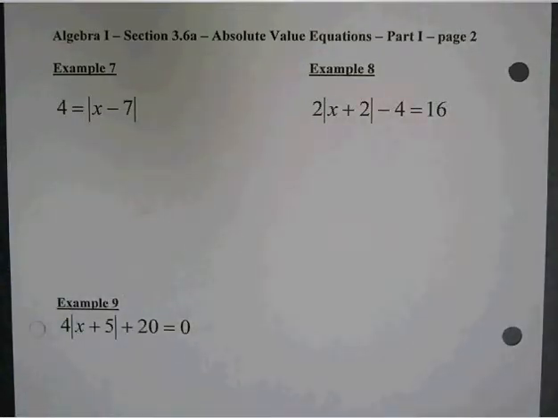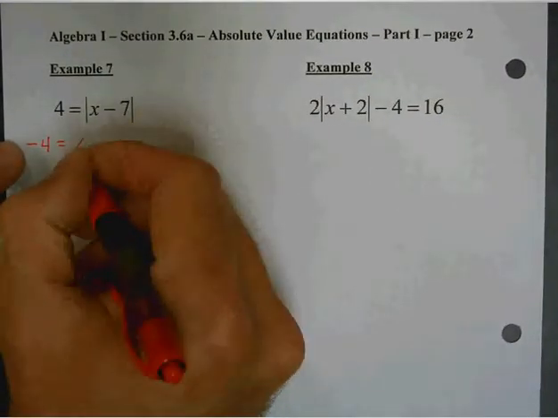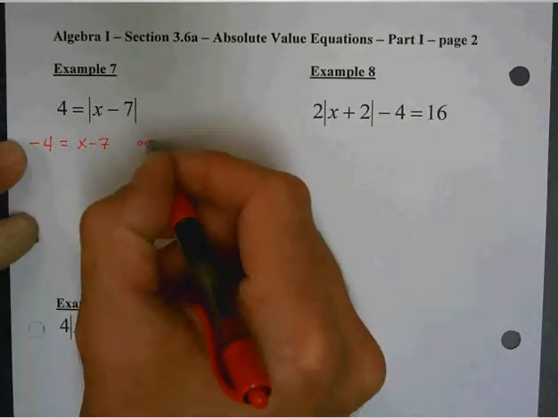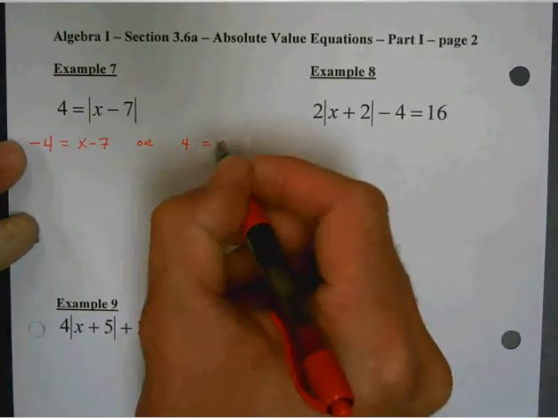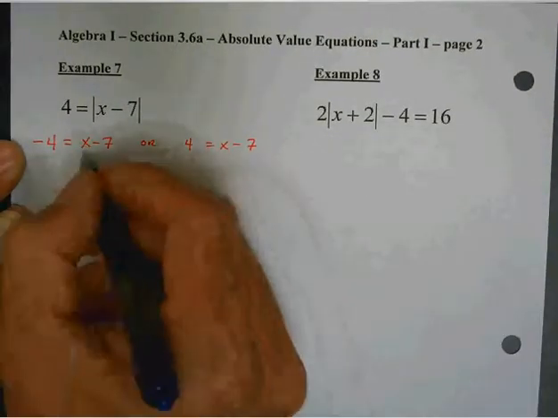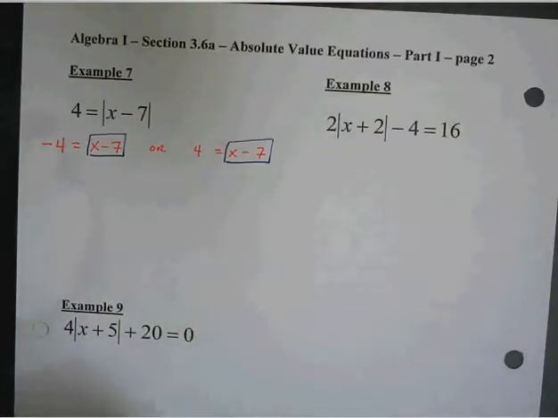2. So here's what we do. Negative 4 equals x minus 7, exactly what's inside, or positive 4 equals x minus 7. Now, I need to box these because I'm just trying to illustrate to you one key idea. The x minus 7 doesn't do plus and minus. What did the plus and minus? The part that was outside. But the inside stays the same.